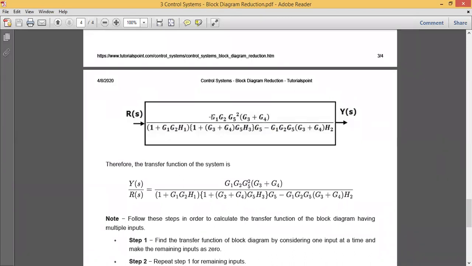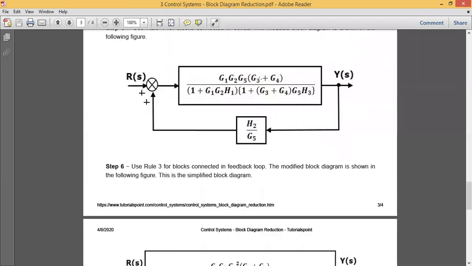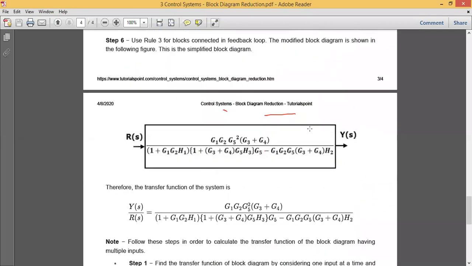What is the last answer? G of S block. You can see where is my G of S, this block. Okay, this block divided by the whole block. Here it is 1 plus G block included with the H block also. The thing is you need to open the bracket, solve the bracket and keep the bracket. Okay, so I have only one block which is left after reduction. So this block represents my transfer function, which is nothing but Y of s divided by R of s is equal to this answer, that is G1 G2 G5 square.